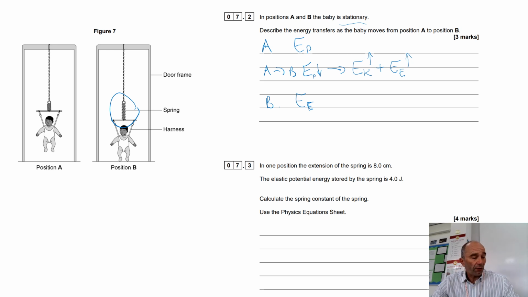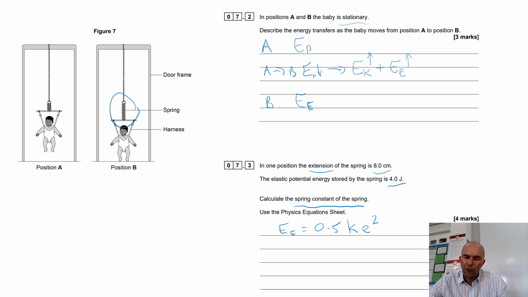Now the next one, 7.3, has a bit of maths to do. We're being told that in one position the extension of the spring is 8 centimeters. The elastic potential energy stored by the spring is 4 joules. We've got to calculate the spring constant of the spring. Use a physics equation sheet. In this case we do actually need to use a physics equation sheet, and we need to use a formula. Elastic energy equals 0.5 multiplied by the spring constant multiplied by the extension squared.